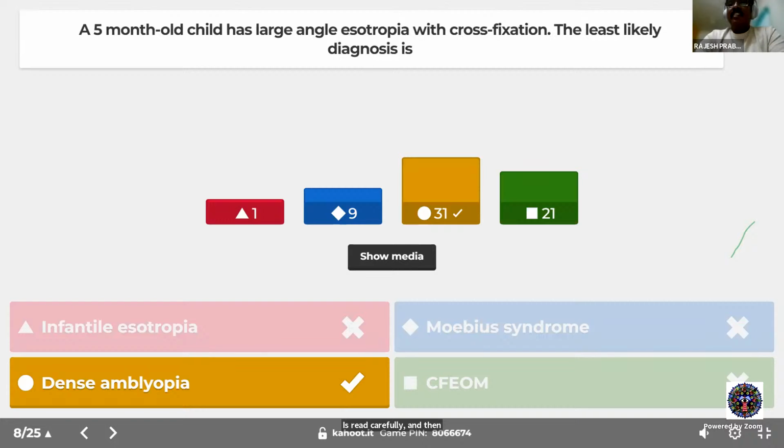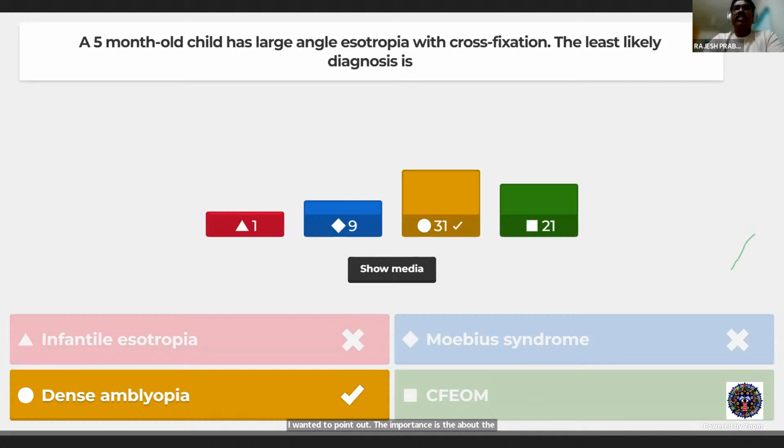Perfect. And congenital fibrosis is a part of a diagnosis when you have this condition. Mainly, I wanted to point out the importance is about the cross fixations. Whenever the child has got a cross fixation, it means that the child uses the left eye to see the objects in the right and uses the right eye to look at the objects in the left. So they never have dense amblyopia in these patients. So maybe they might have an abduction restriction because of the cross fixation, but never they have amblyopia. So all other possibilities are there with cross fixation.